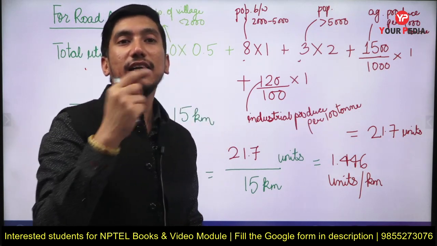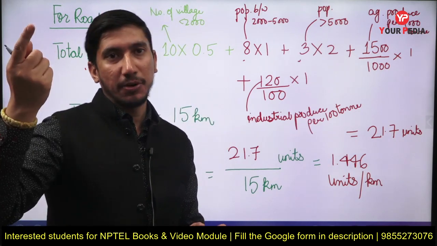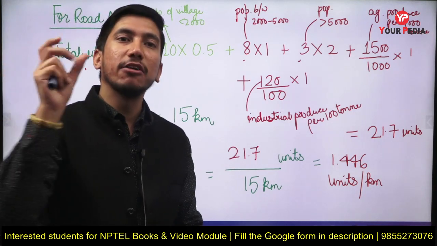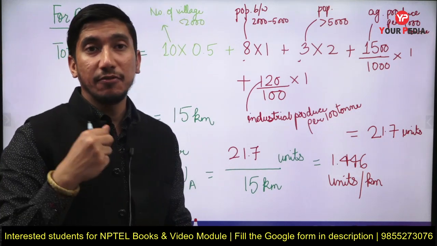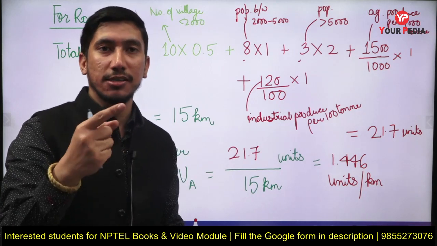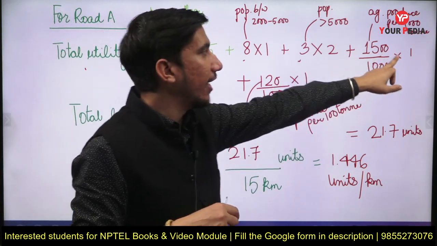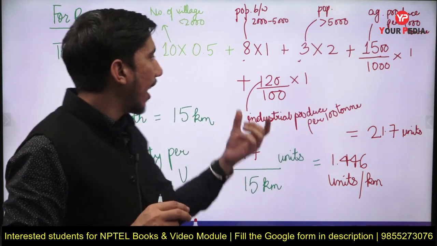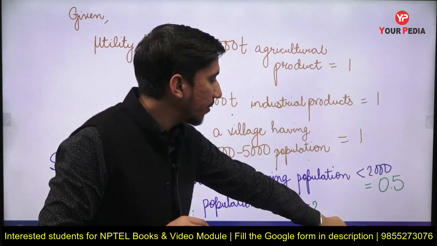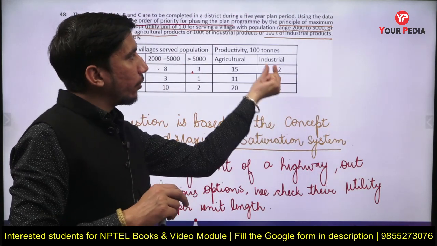because 15 was given in the question and that was per 100 tons. So 15 into 100, 1500 was the total production, and utility factor is given per 1000 tons of agricultural product. So 1500 divided by 1000 tons into 1 will be my utility. And in case of your industrial product, this has been given that it is 1.2 into 100.